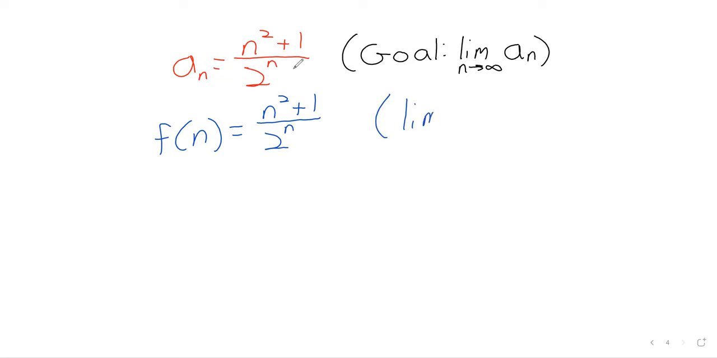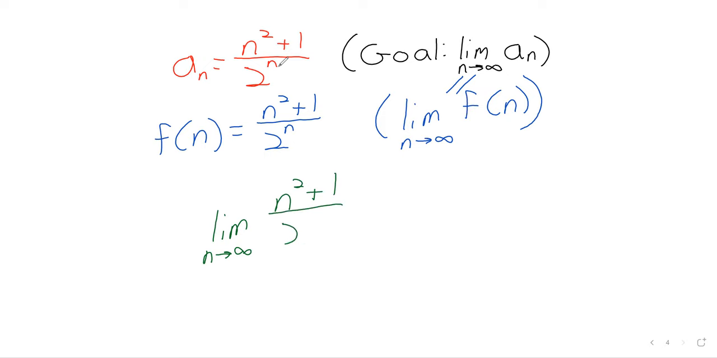And we've taken the limits of functions before. And if we can find the limit of this function, then we've also found the limit of the sequence. Those two limits will be the same. So then the question becomes, well, can we find the limit as n goes to infinity of (n squared plus 1) over 2 to the n? Again, as if we had a function instead of a sequence.